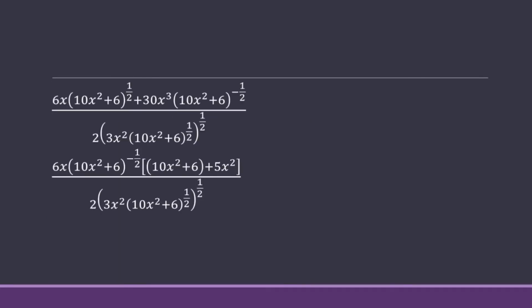Okay, now we're going to go a step further. So I see, what do they both have in common? They both have a factor of 6x, and they both have a 10x squared plus 6. But which one do I choose? Do I choose to pull out the 1/2 or the negative 1/2? Well, it's better to pull out the negative 1/2, which is smaller. So rule of thumb is always pull out the smaller exponent. If I pull out 6x times 10x squared plus 6 to the negative 1/2, the only thing that's left is a factor of 10x squared plus 6 for the first one. And then for the second one, it's just a factor of 5x squared.